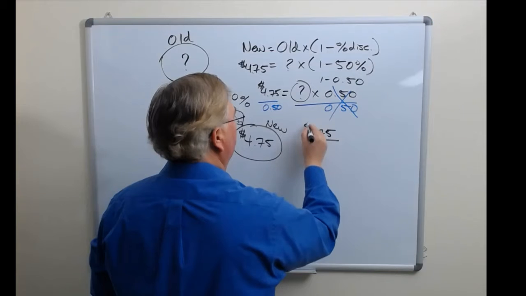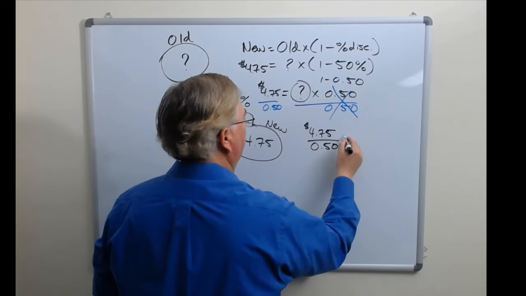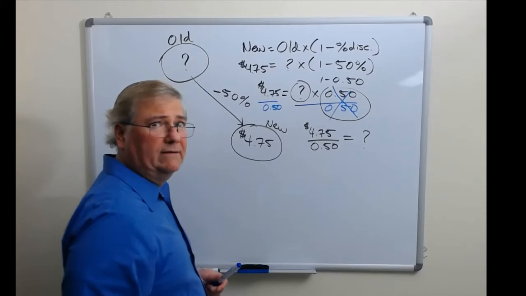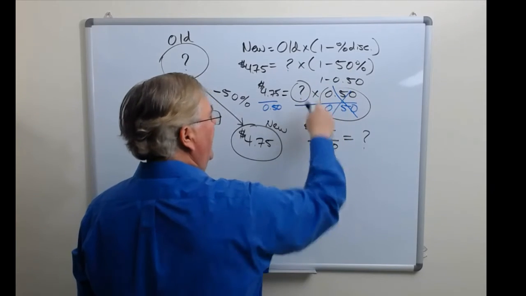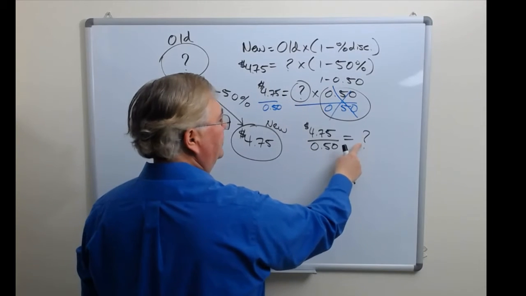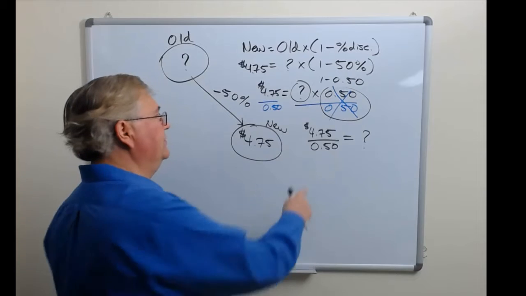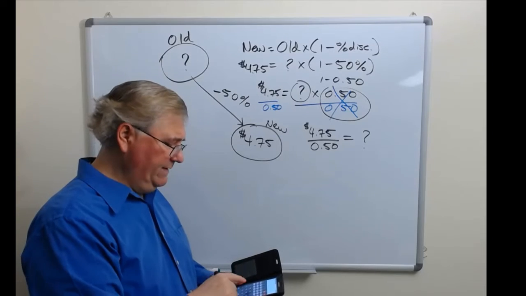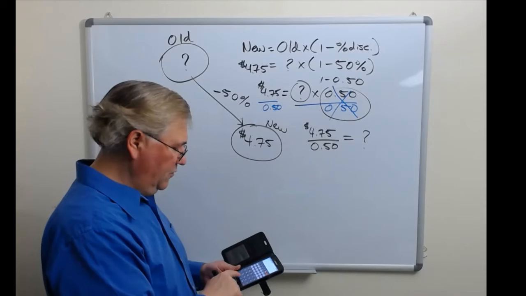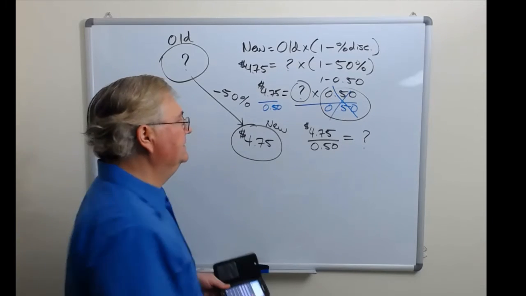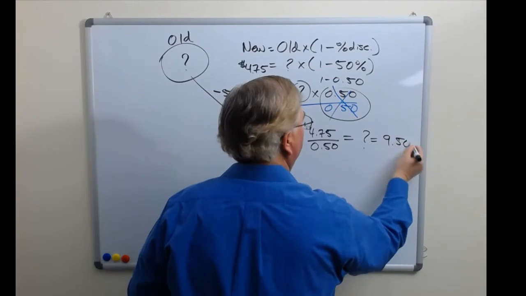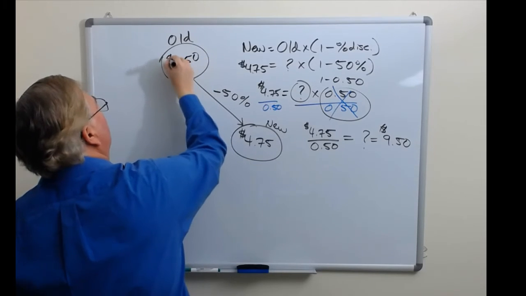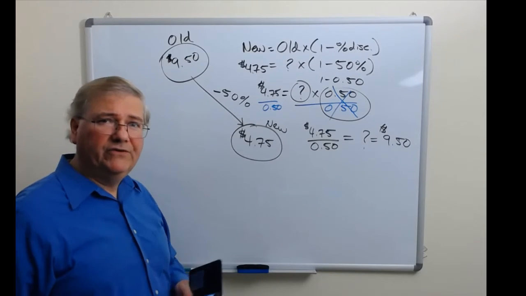4.75 divided by 0.5 is equal to question mark, because this part right here canceled out. That's just 1. So we can just get rid of it, and we're left with this divided by this is question mark. Okay? So the final step is to simply divide this by this, and that'll give us our original price. So 4.75 divided by 0.5 equals 9.5. Equals $9.50, which is exactly what we got by multiplying this by 2, if you recall, the same number.